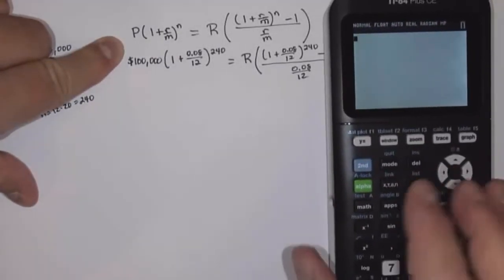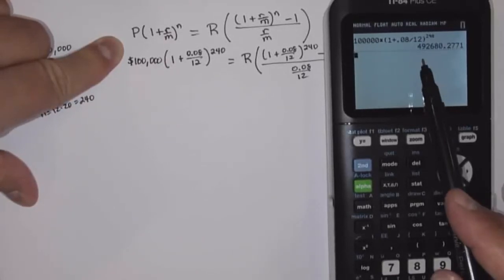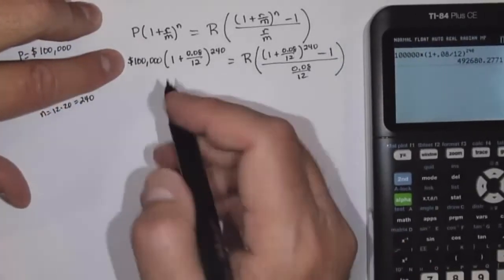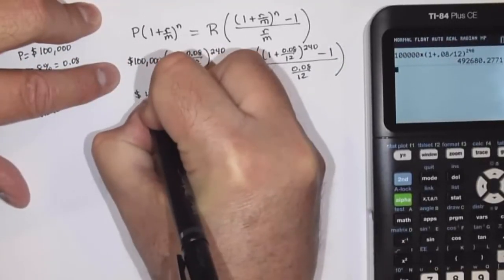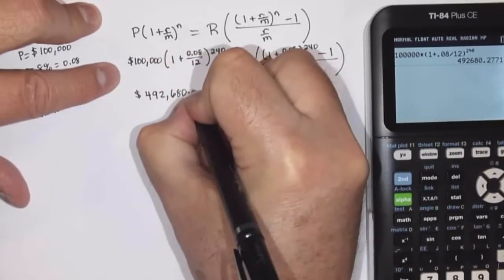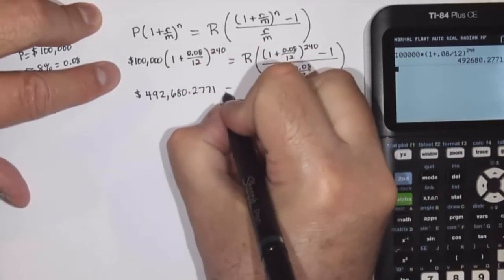So bringing in my calculator, I'm just going to punch this left side in. 100,000 times parenthesis 1 plus 0.08 divided by 12 close parenthesis, and that gets raised to the 240th power. So that is 492,680.2771. That is the value on the left.